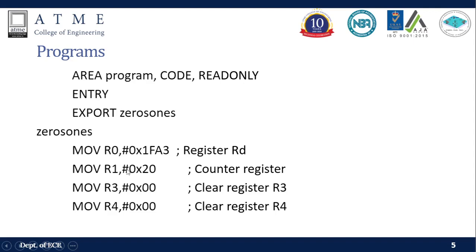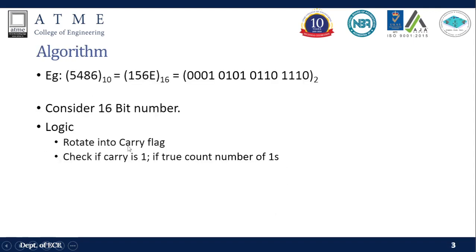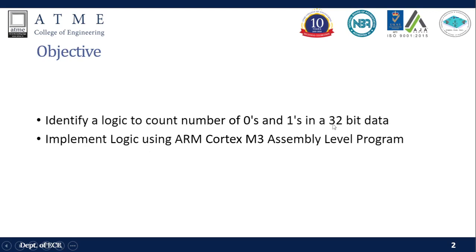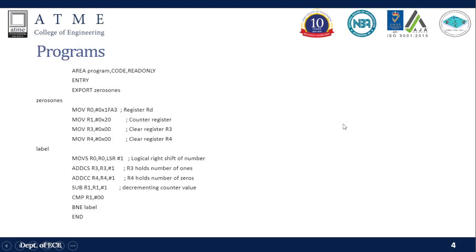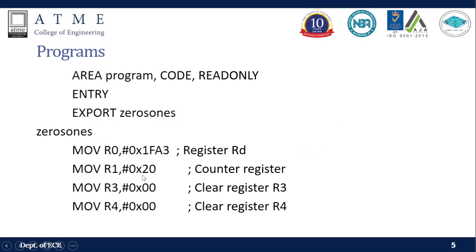we have to actually talk about a number. In this case, we are talking about a 32-bit data. So if it is 32-bit data, the number of rotations that you have to take is going to be 32. And 32 when converted into hexadecimal is nothing but hexa 20. So hexa 20 is nothing but decimal 32. So we are going to load hexa 20 or decimal 32 into register R1. This is the register which will keep count of the number of rotations.